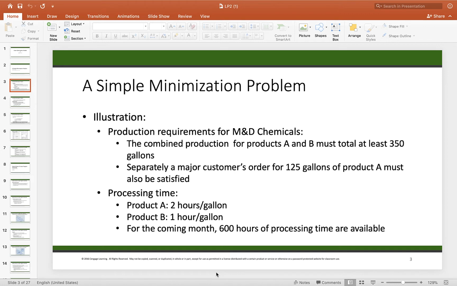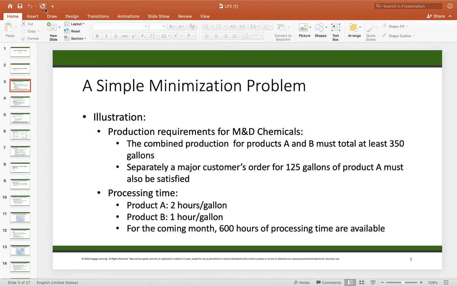We have a company, M&D Chemicals, and it produces two products that are sold as raw materials to companies manufacturing bath soaps and laundry detergents. Based on the analysis of the current inventory levels and potential demand for the coming month, M&D's management specified certain production requirements, which we can see here.